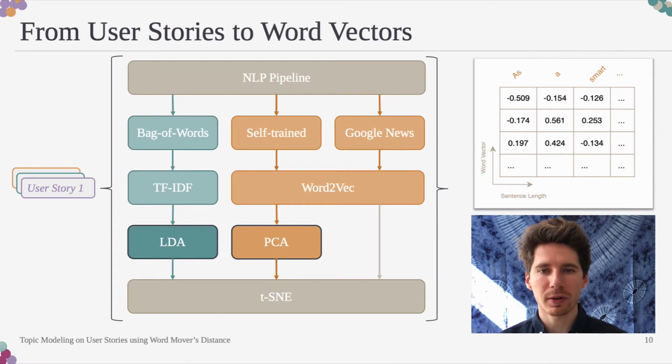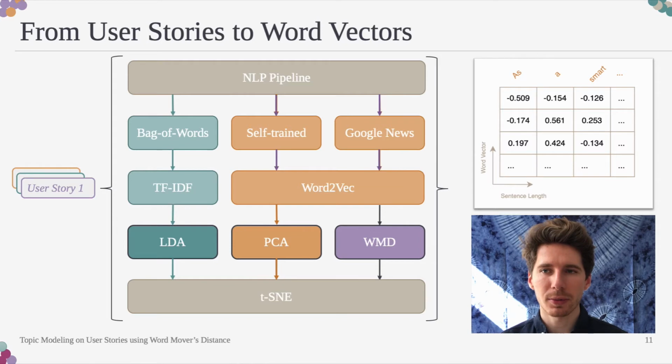Due to the differences in the sentence length, we have to use PCA on each of the resulting matrices to align the width of the matrix, so that every matrix has the same dimension before we can use the TSNE.